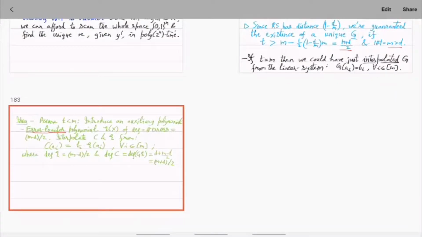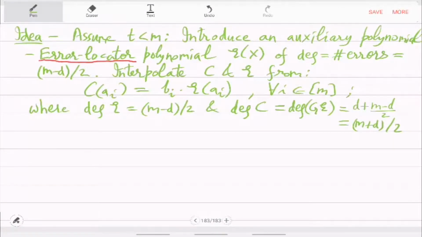Okay. (M plus D) by 2 has another importance. You know that T is bigger than this. So now you can see that the number of places where (A_i, B_i) pairs are correct is more than the degree of this system. Okay, so there is some hope. And so when you solve this linear system, you will get very useful information. So that is how people came up with Reed-Solomon decoding.